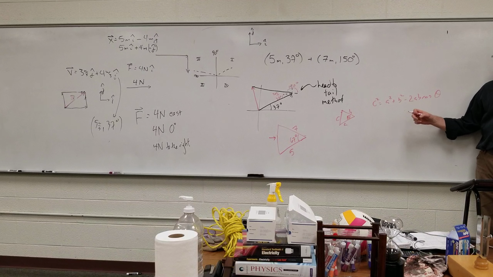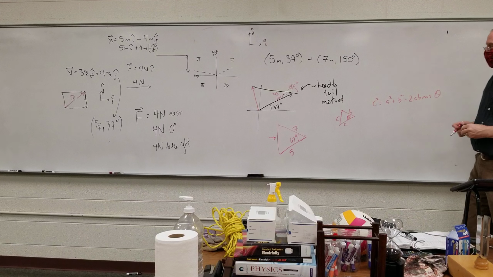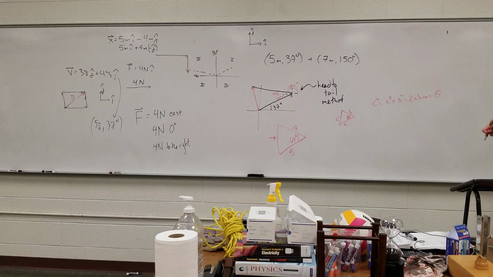If it were a right triangle, if theta were 90 degrees, cosine of 90 degrees is 0, this term would drop out and you're left with the Pythagorean theorem. Sorry, not the quadratic formula, Pythagoras, the Pythagorean theorem. We don't need the quadratic formula here, thank God. Save it for later.